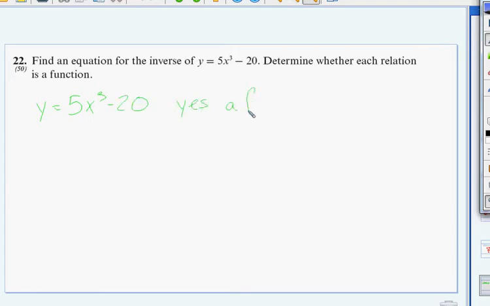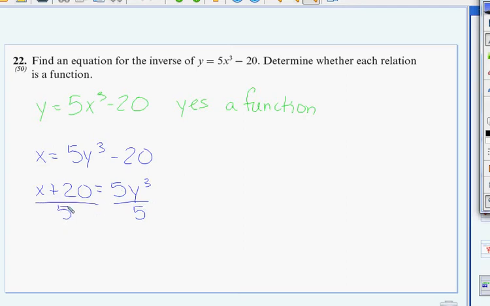Yes, a function. Okay, but now we have to write the equation of the inverse, so let's do that. And I hope you've gotten pretty good at this by now, switching up the x's and the y's and then solving for y. So I'm going to bring the plus 20 over. Then I get x plus 20 is equal to 5y to the third. Divide both sides by 5. Then this gives me a statement that says y to the third is equal to x plus 20 over 5.